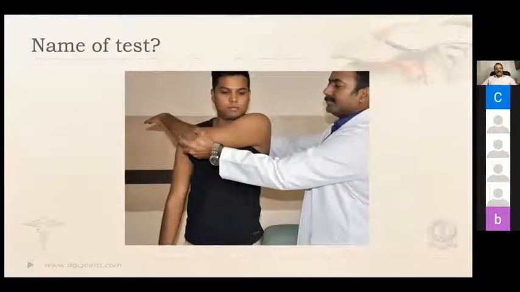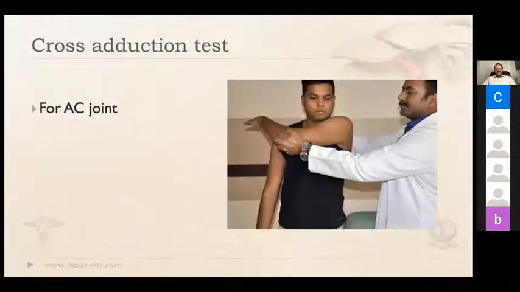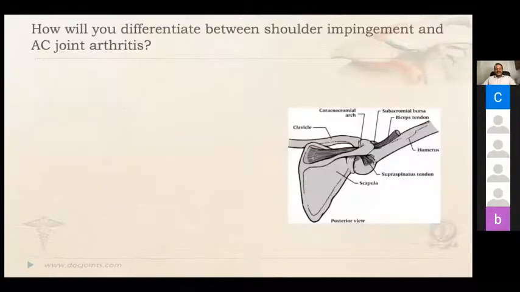Again, another test. What test is that? Cross arm test. Cross adduction test. What is it testing? What are we testing? Dislocation? It's not the dislocation. Osteoarthritis of AC joint. Yeah. AC joint pain. You are testing the acromioclavicular joint. You're right. That's a cross adduction test. So how will you differentiate between shoulder impingement and AC joint arthritis? So most of the tests are overlapping.